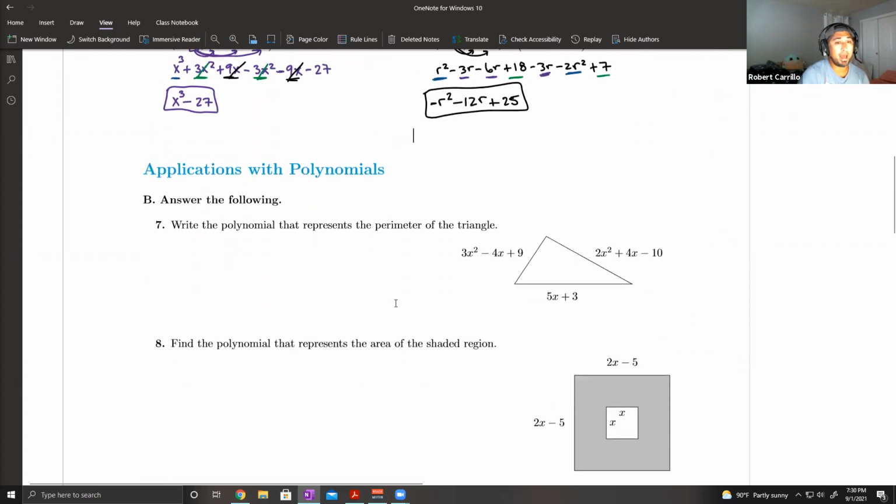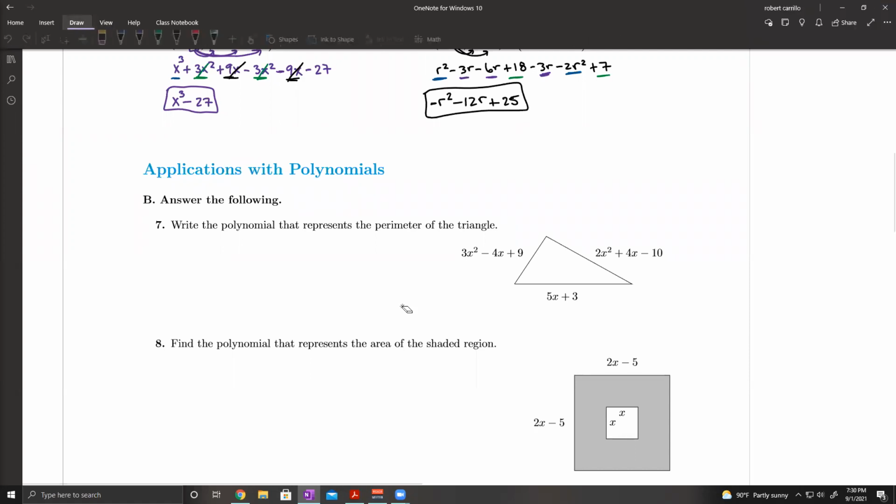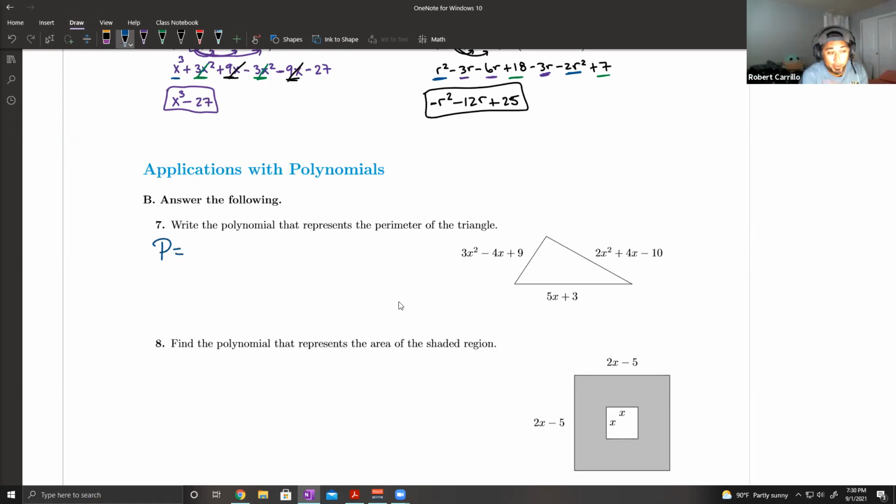All right. So applications with polynomials. Number 7: write the polynomial that represents the perimeter of the triangle. Does anybody know how to find the perimeter of a triangle? Isn't it like base times height or 1/2 the base? That is great, but that is area. Area deals with the inside. Perimeter deals with the outside of the triangle.